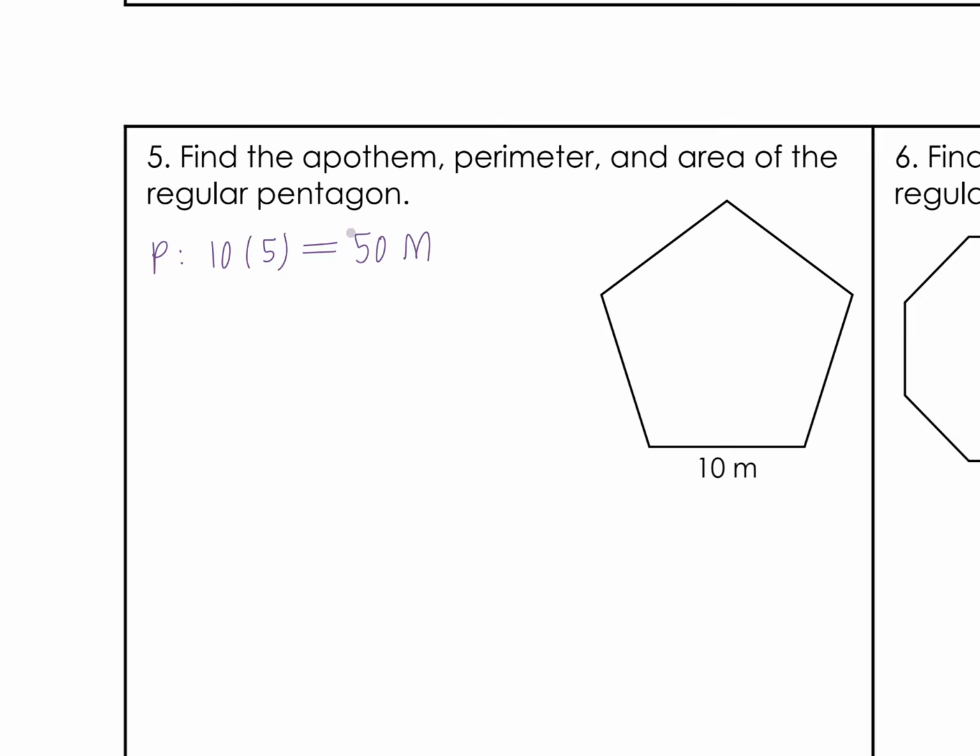So I have a perimeter of 50 meters. Pretty simple. The hard part is going to be when we try and find our apothem. Okay, so I'm going to draw our right triangle that we are going to deal with. And this is the apothem that we are looking to find. Keep in mind here, this length would be that 10 divided by 2 to get 5 meters. It's half my side.